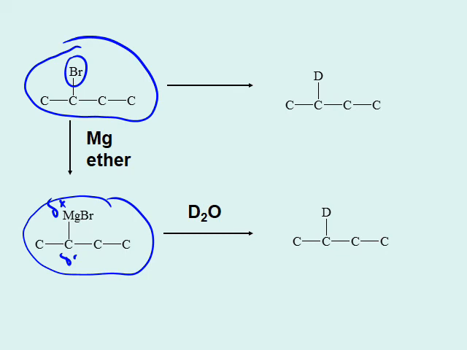So D2O is nothing but H2O, except that this is a heavy hydrogen, deuterium oxide, D2O. And one of the D from D2O gets bonded to this carbon, and you eventually get this compound.